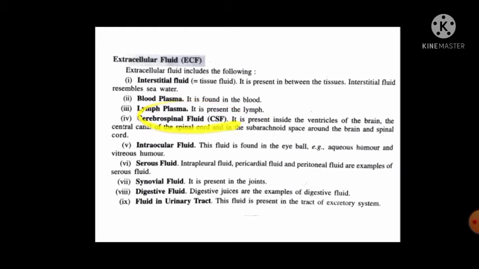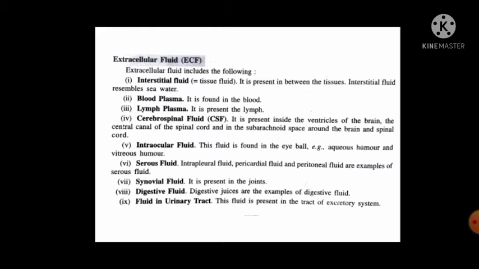Cerebrospinal fluid, CSF, is important in our brain. It is present inside the ventricles of the brain, the central canal of the spinal cord and in the subarachnoid space around the brain and spinal cord. CSF also protects the brain from shock. It also acts as a shock absorber for the brain.